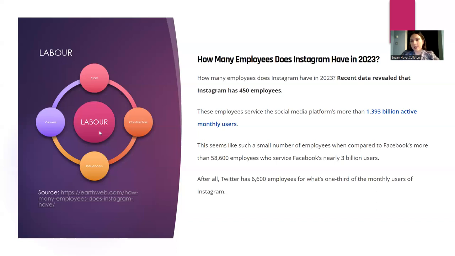But then, of course, this is also what makes Instagram's business model a little bit different. Think about who really draws people to Instagram. Influencers do. And of course, if you wanted, I could go off and find the various different influencers who share updates on Instagram.